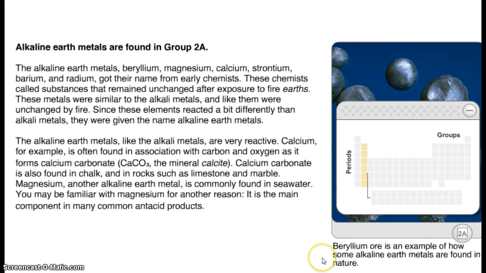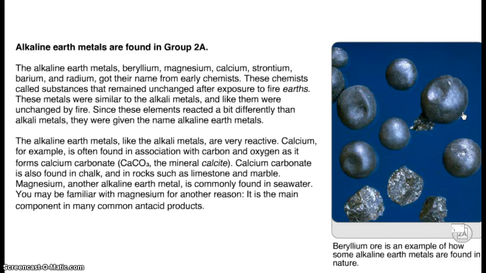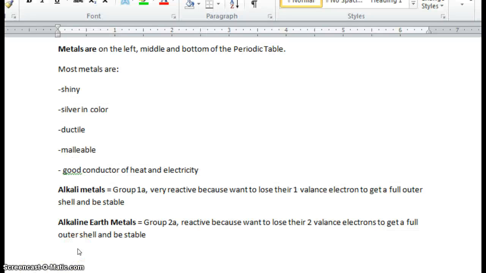Beryllium ore is an example of how some alkaline earth metals are found in nature. And so this shows some of the beryllium ore. The alkaline earth metals are group 2A. They are reactive because they want to lose their two valence electrons to get a full outer shell and be stable.